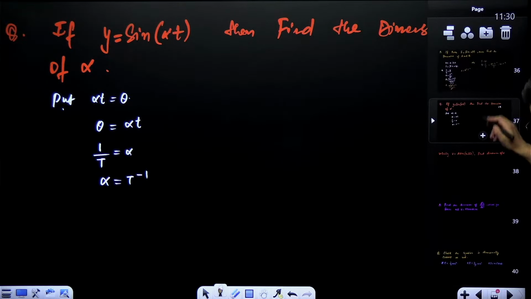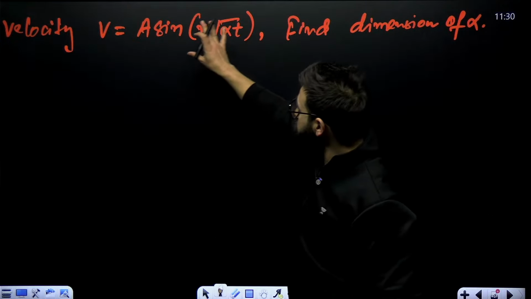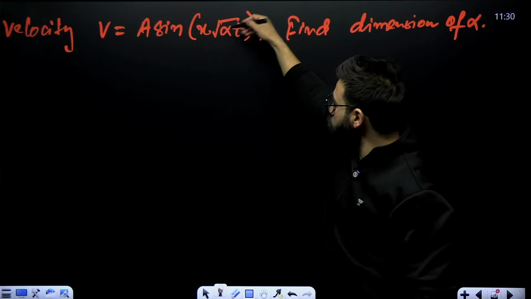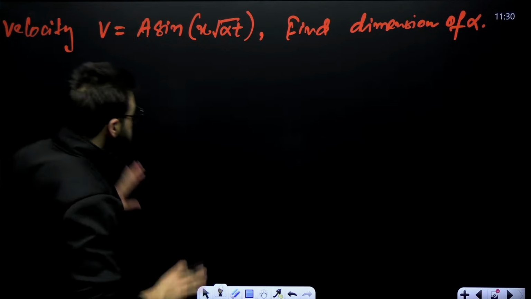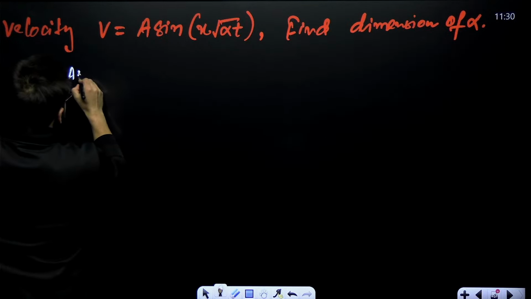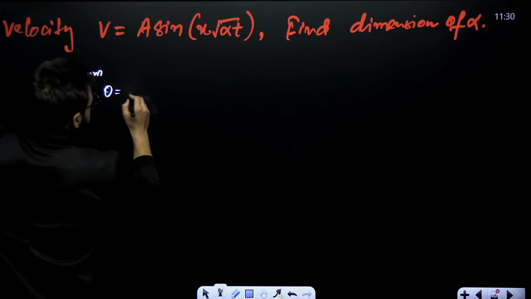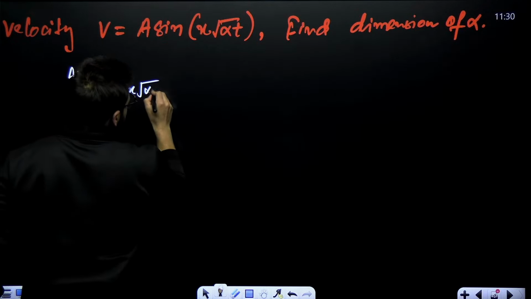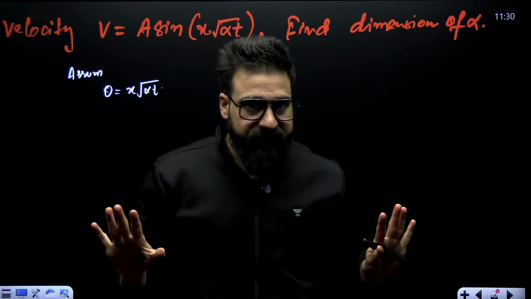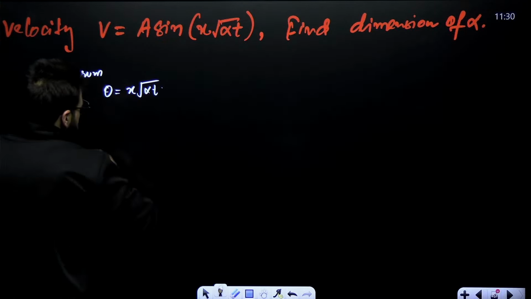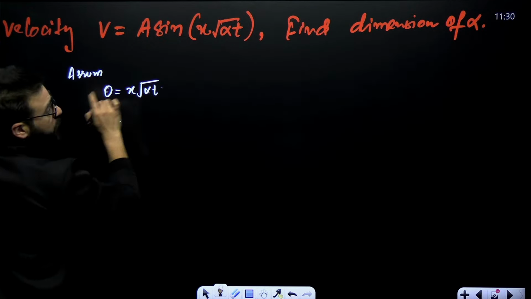Next. If you have a question of this sort, if v is equal to a sine of x under root of alpha t, then find the dimensions of alpha. What did I tell you? Assume in this particular case theta is equal to x under root of alpha t. You assume it equal to theta. Then, guys, tell me, can I say this is dimensionless, 1 upon this? We have to find the dimensions of alpha.